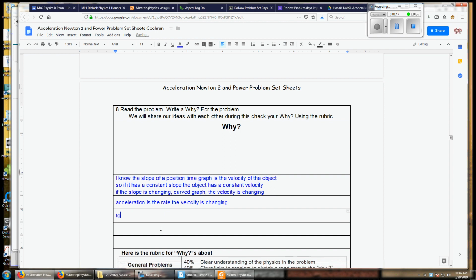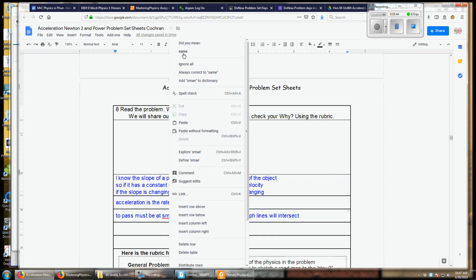So to pass, must be at the same place at the same time, so the graph lines will intersect.